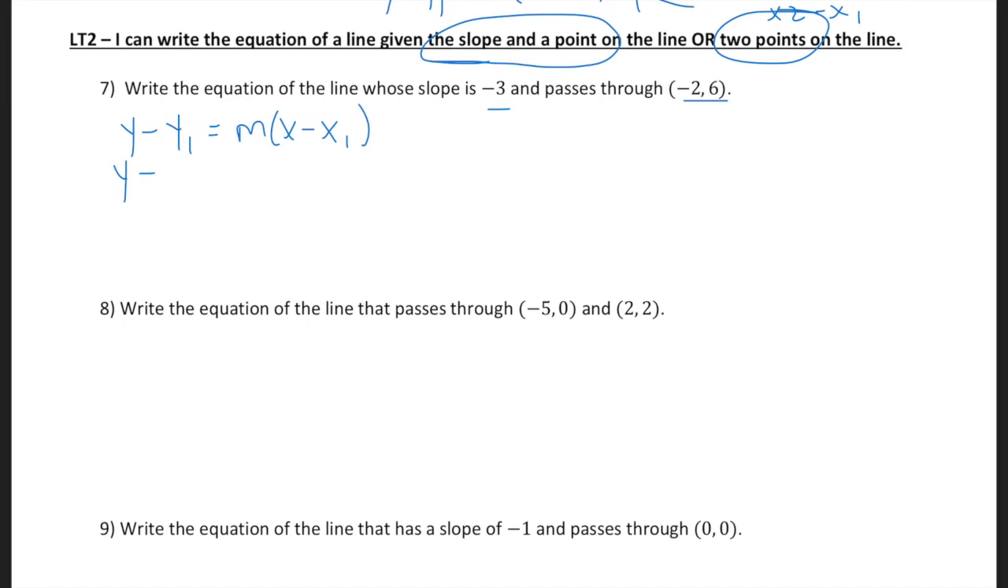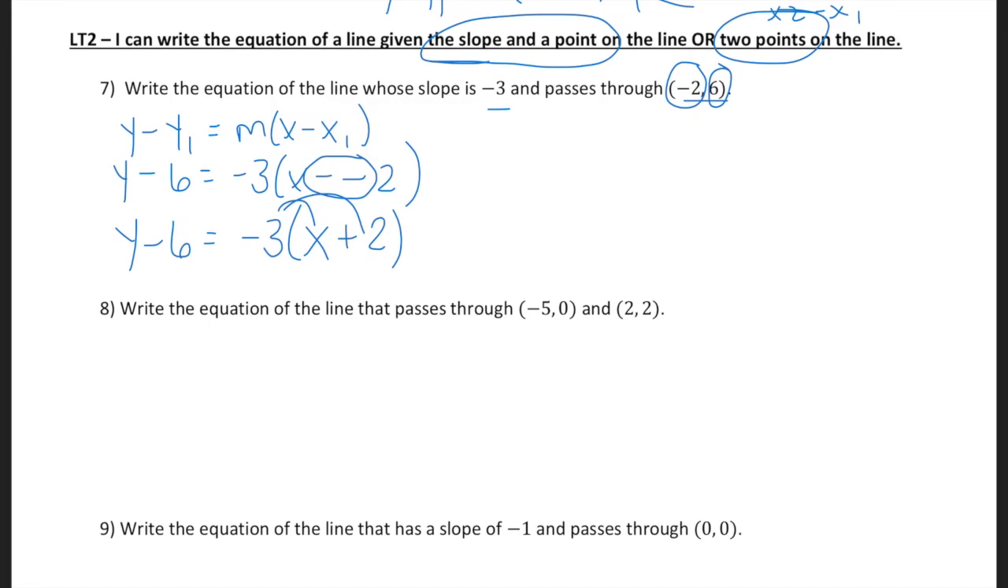Y minus y1 is 6. Slope is -3. X minus x1 is -2. Be careful because the subtraction sign and the negative for the 2 are not the same symbol. So this is really x plus 2. I'm going to rewrite it.